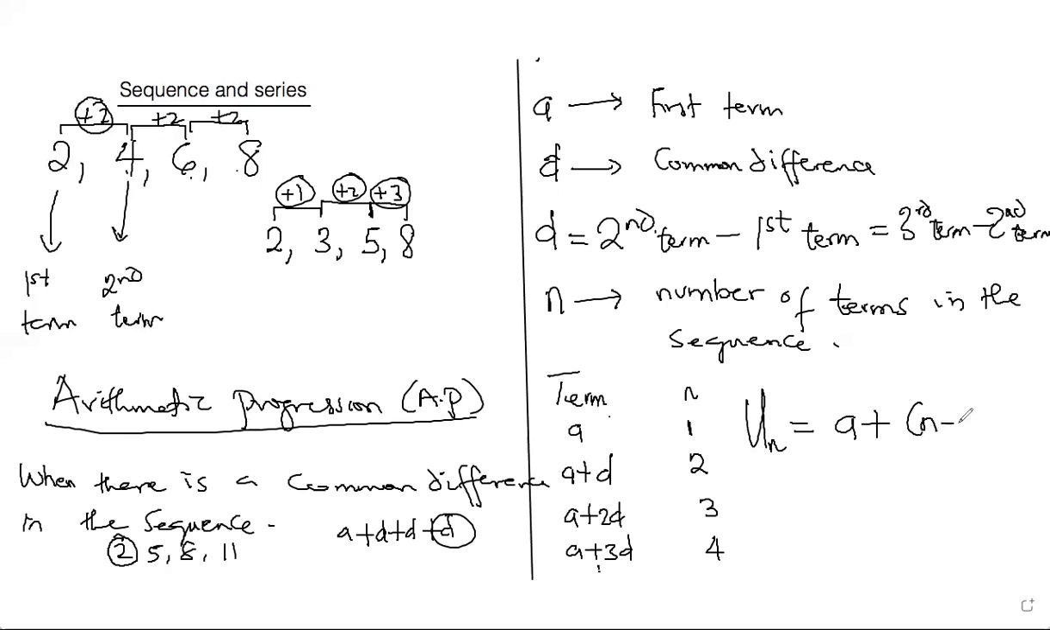So that will be A plus N minus 1, D. N minus 1, because when N is 2, the coefficient of D is 1. When N is 3, the coefficient of D is 2. And when N is 4, the coefficient of D is 3. So if I subtract 1 from N, I get the coefficient of D. Okay? So this is the formula for obtaining the nth term of an arithmetic progression.